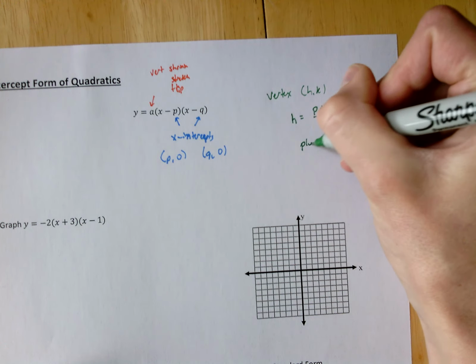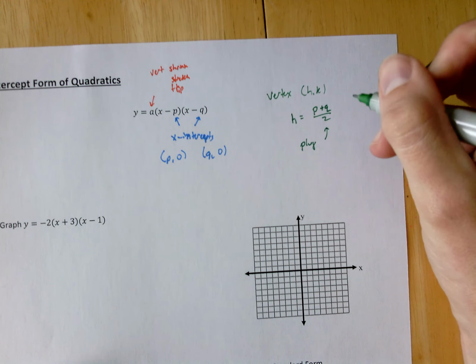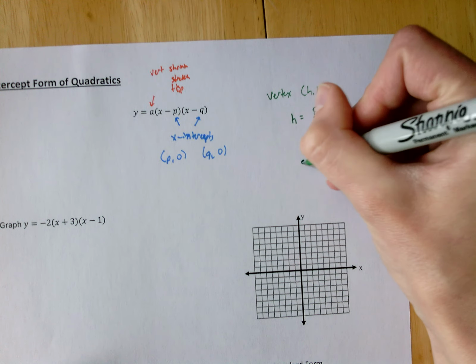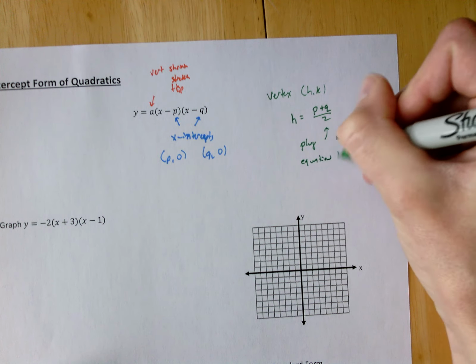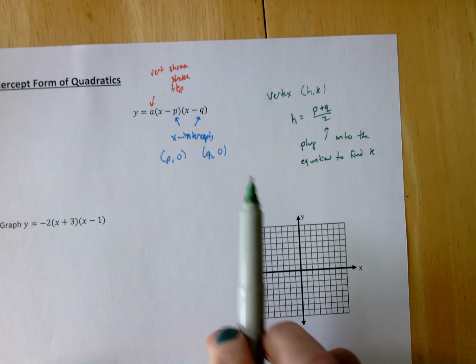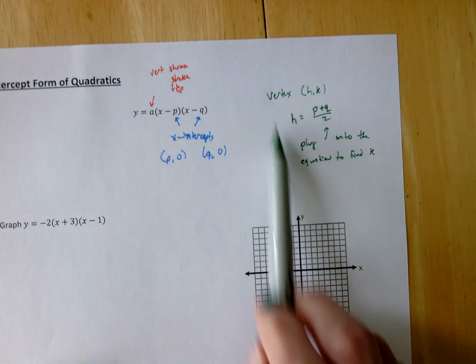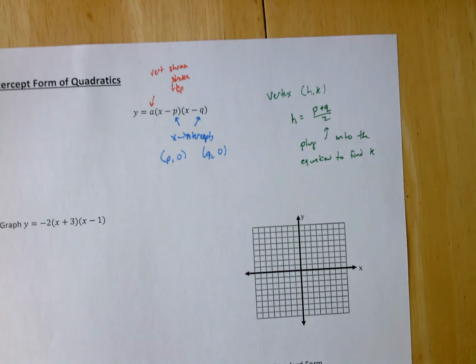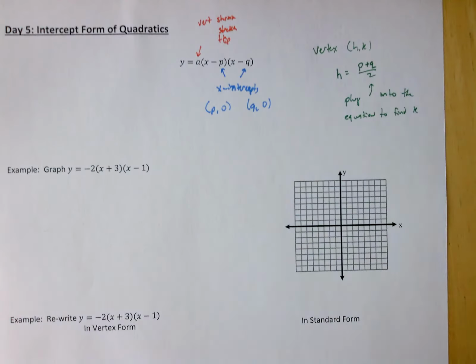And then, just like we did with standard form, you're going to plug that value into the equation to find k. Okay? You are going to sometimes need to be able to do this right off of an equation. But when you're graphing, a lot of times you can even sort of skip that formula if you can find halfway between just by looking. So let's take a look at this guy.